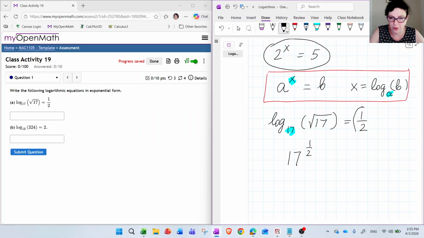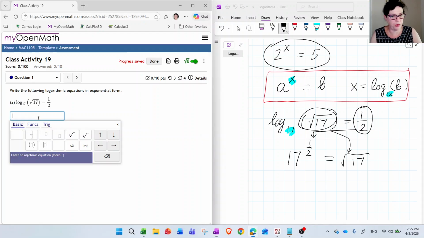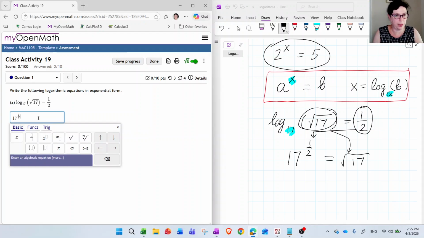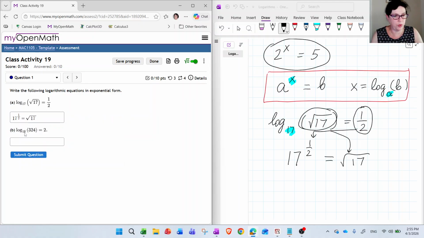That's on the right hand side over here, but then that will move into the power here. And then equal to, well, whatever you have here, that's your square root of 17, so that's going to go in here. All right, so this is going to be rewritten as 17 to the power 1/2 equals square root of 17.